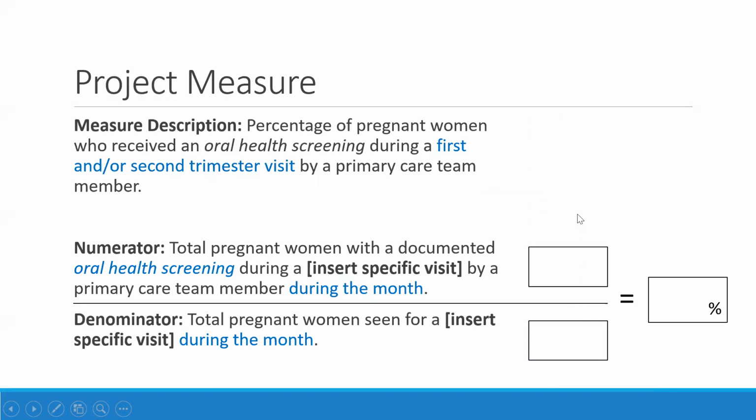And finally, the project measure for this domain. The description is percentage of pregnant women who received an oral health screening during a first or second trimester visit by a primary care team member. The denominator is the total pregnant women seen for a specific visit as identified by your project team during the month. The numerator is the total pregnant women with a documented oral health screening during a insert your specific visit decided upon by your project team by a primary care team member during the month.